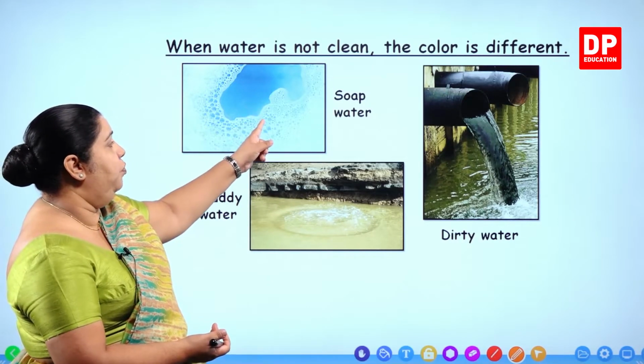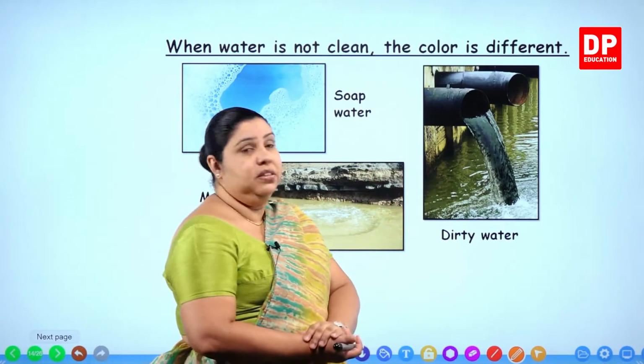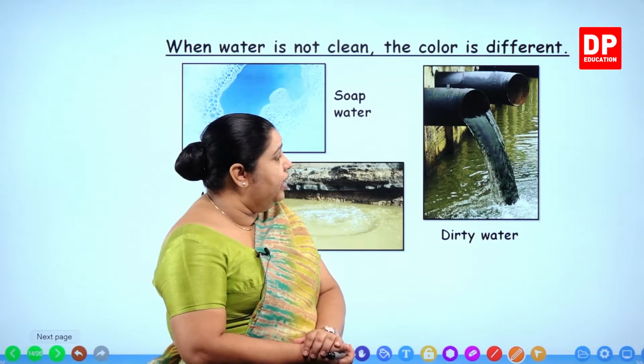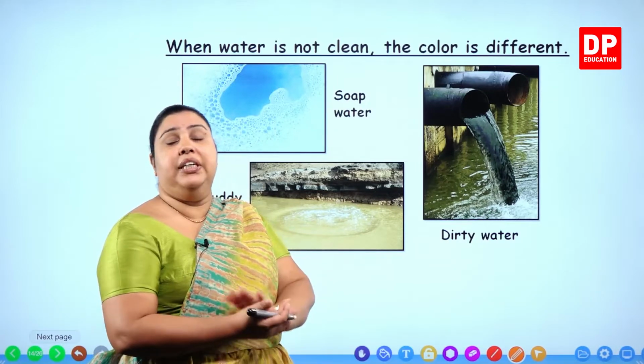So this is soap water. This is muddy water. And what is this? Oh, dirty water. Can you see the color of this water? Black color. The water is polluted.